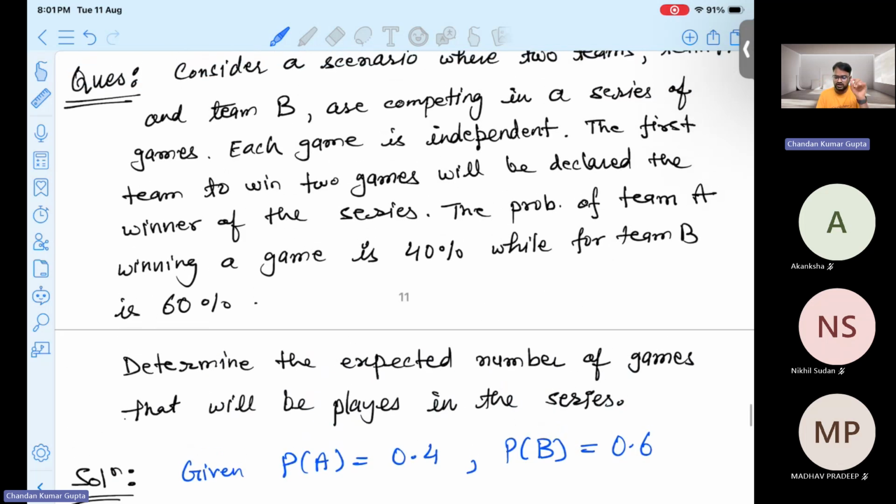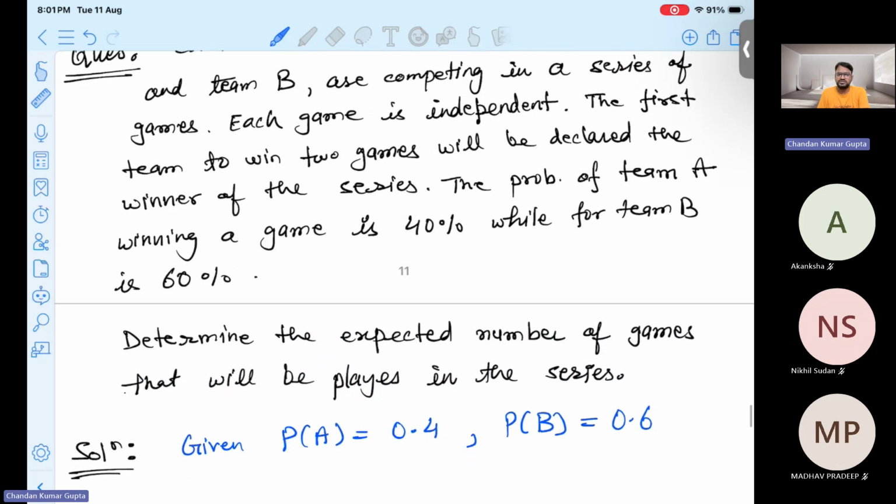And since the team which wins two games will win the series, the series has either two games or three games. When it has two games, suppose team A wins the first game as well as the second, then team A wins the series. And vice versa, if team B wins the first and the second game, then team B wins the series.